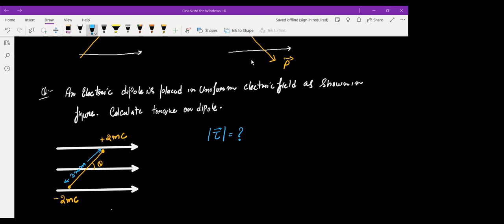Okay, one more thing I have to give you in this problem. Here theta is given as 60 degree, so that you will get the exact calculation. Also give me the answer whether the direction of this torque is clockwise or anti-clockwise. It will rotate the dipole in clockwise or anti-clockwise.